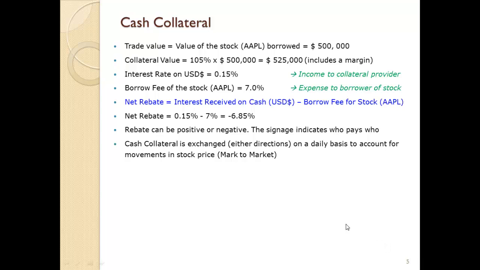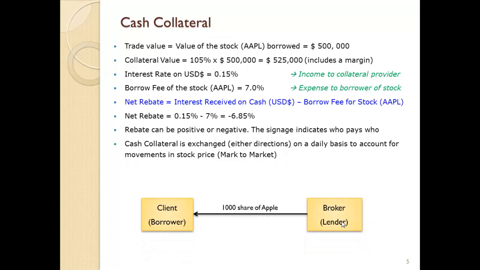Going back to our previous example, let's assume the client has agreed to borrow 1,000 shares of Apple from the broker, for which he's agreed to put up $525,000 as collateral. Let's assume the interest rate on US dollar deposits is 15 basis points or 0.15%. In addition to this, a client is also expected to pay a borrow fee for borrowing the specific stock, which in this case works out to be 7% for Apple. So if a client wanted to borrow a different stock, let's say Facebook, it would be a different borrow fee.